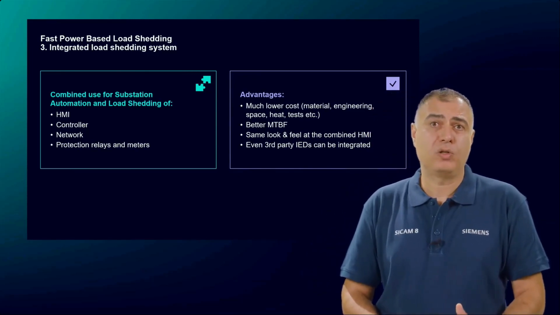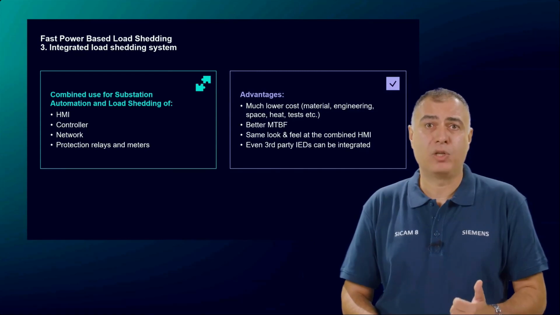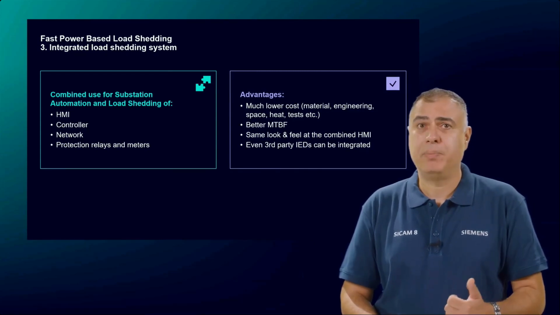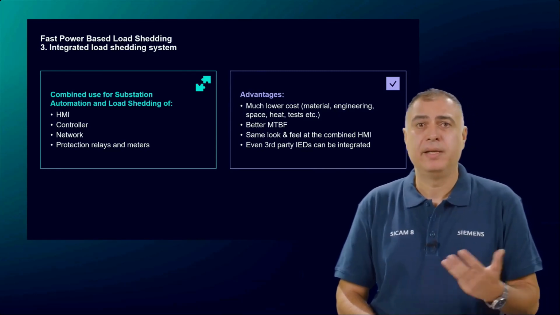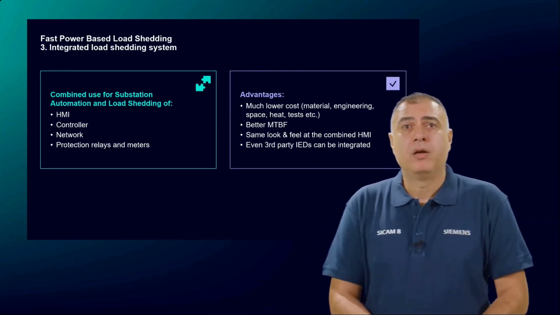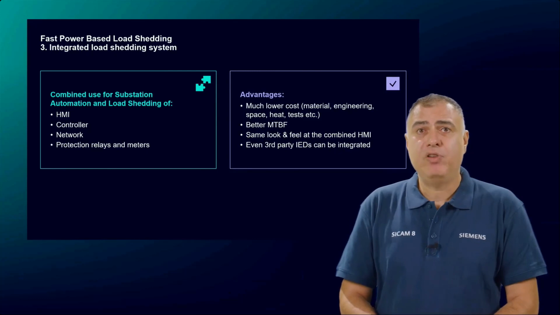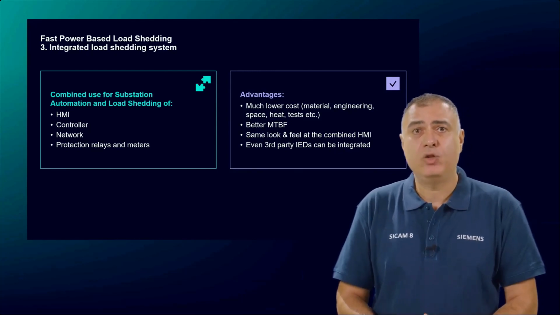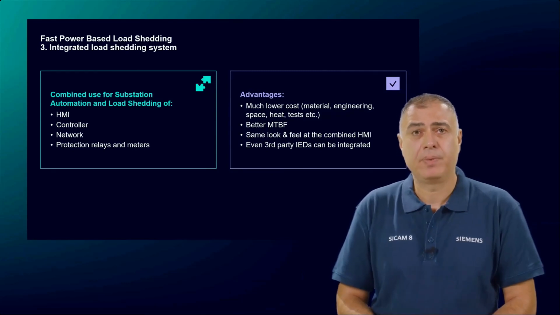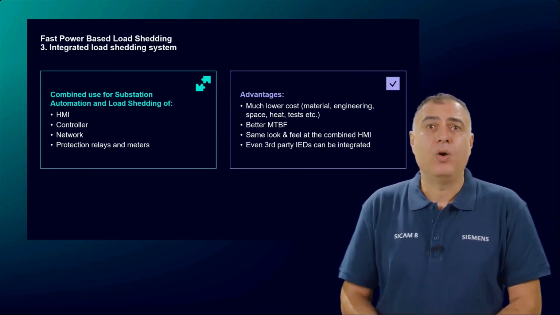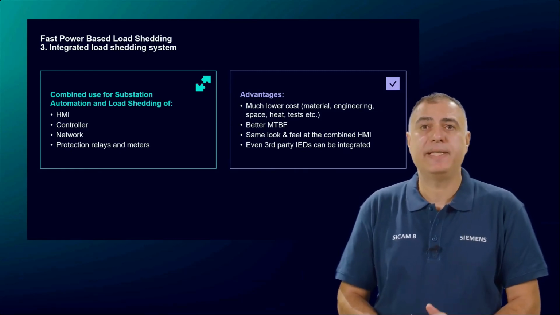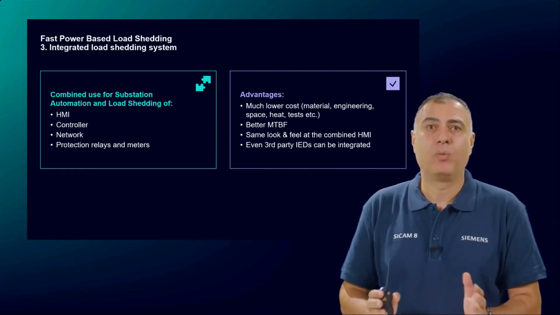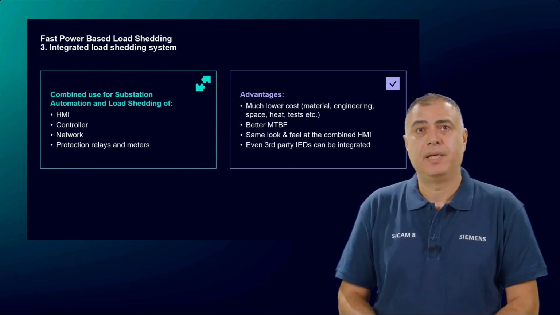Reduction of cost, not only in our scope of supply, for example, wiring, training, spare parts, handling, etc. Providing the same functionality with less hardware leads to an increased MTBF. Since we also use a combined HMI, the operator will get the same look and feel for both tasks.